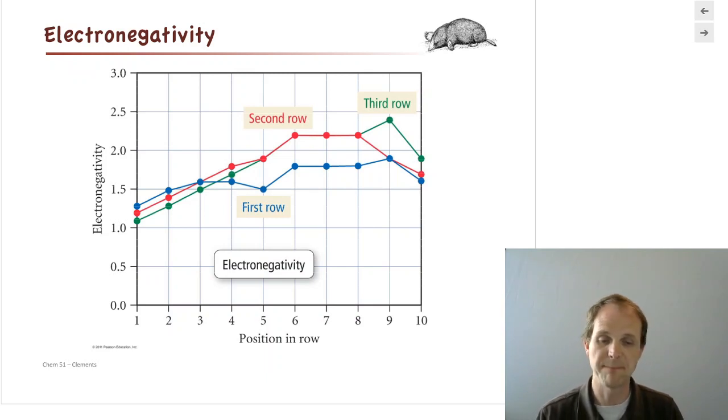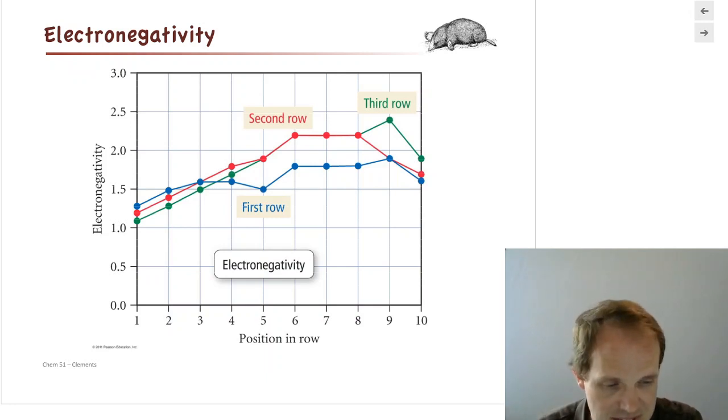What do we see? Big jump between the first row and the second row. Pretty much equal between the second row and the third row. Again, you can find examples where it's one and then the other, but that's the general trend. So first row to second row. First row, they don't like to grab electrons to itself. They're not very electronegative. Second row, very electronegative. That's right. What does that mean? It likes to hold on to the electrons.